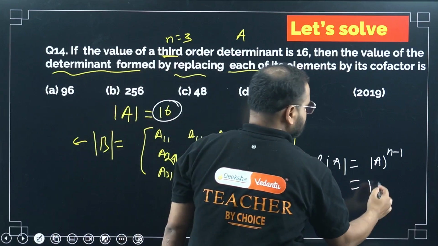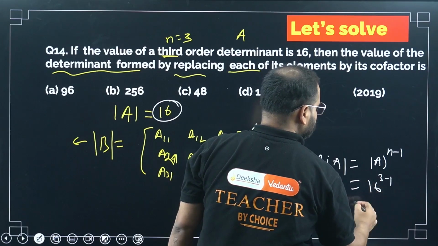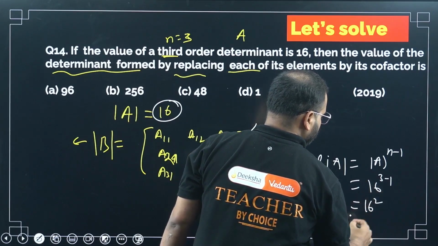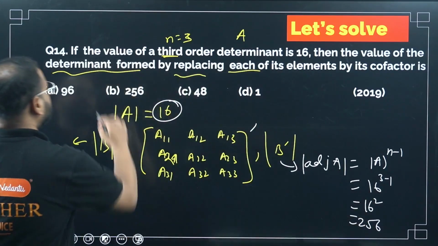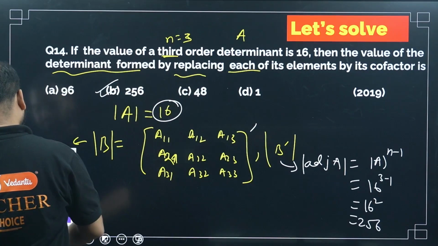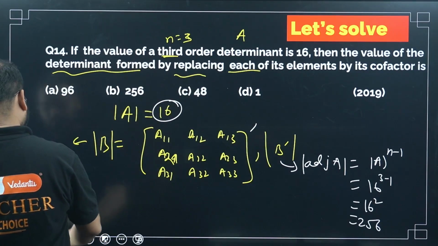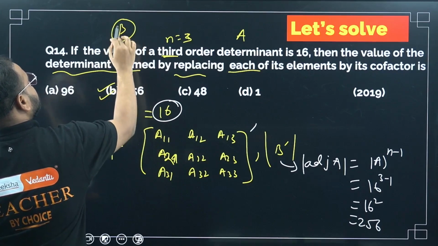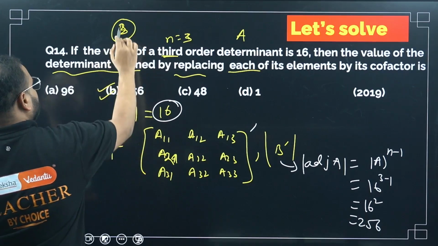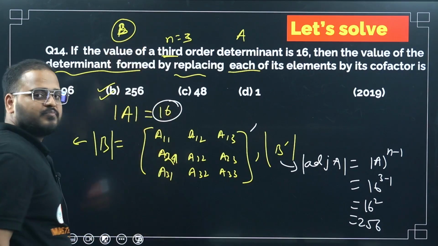Write it. 16, n is what? 3 minus 1. 16 power 2. How much is that? 256. Option number? Option number B is the correct answer.